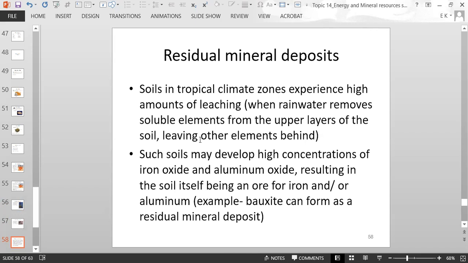So this goes back to the soil lecture where I showed you a picture of a laterite, and the laterite was very thick, reddish orange, tropical soil. So that would be an example of a residual mineral deposit where the soil itself is a source of iron or aluminum.